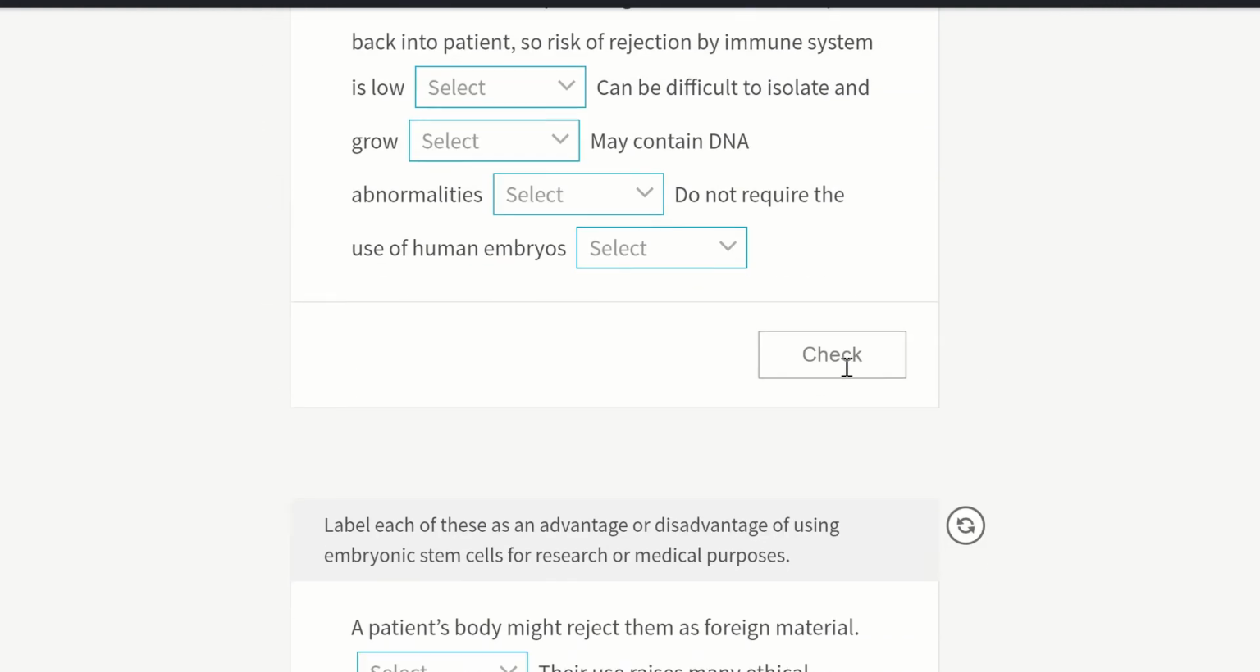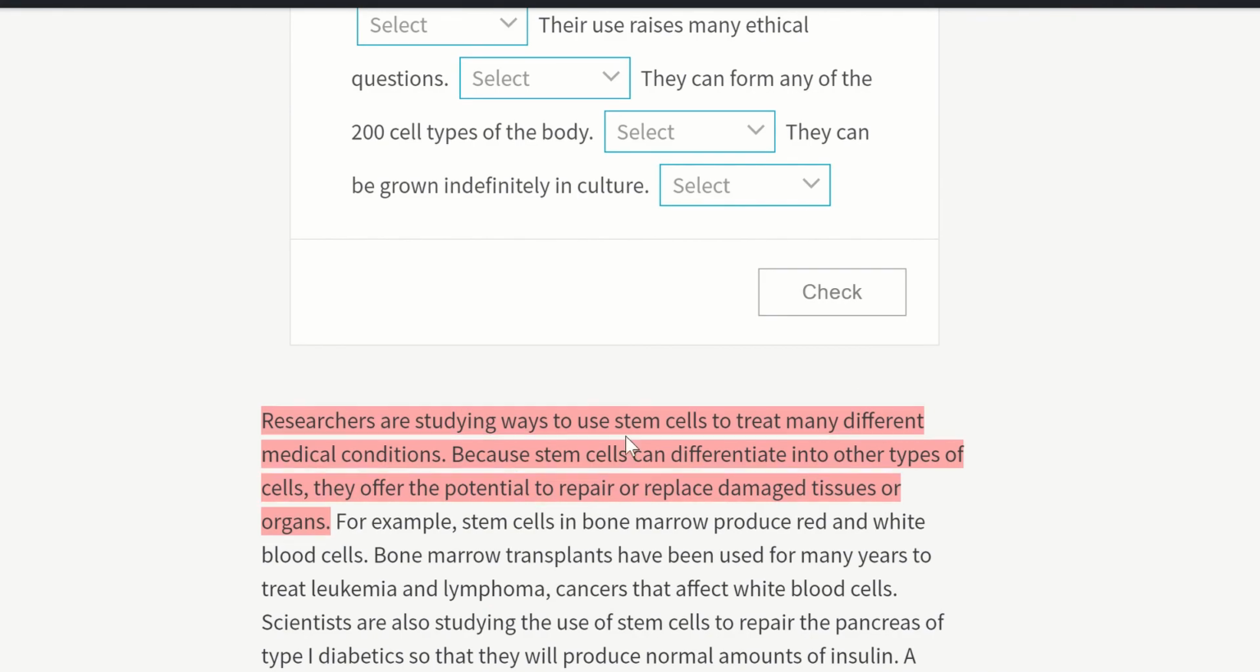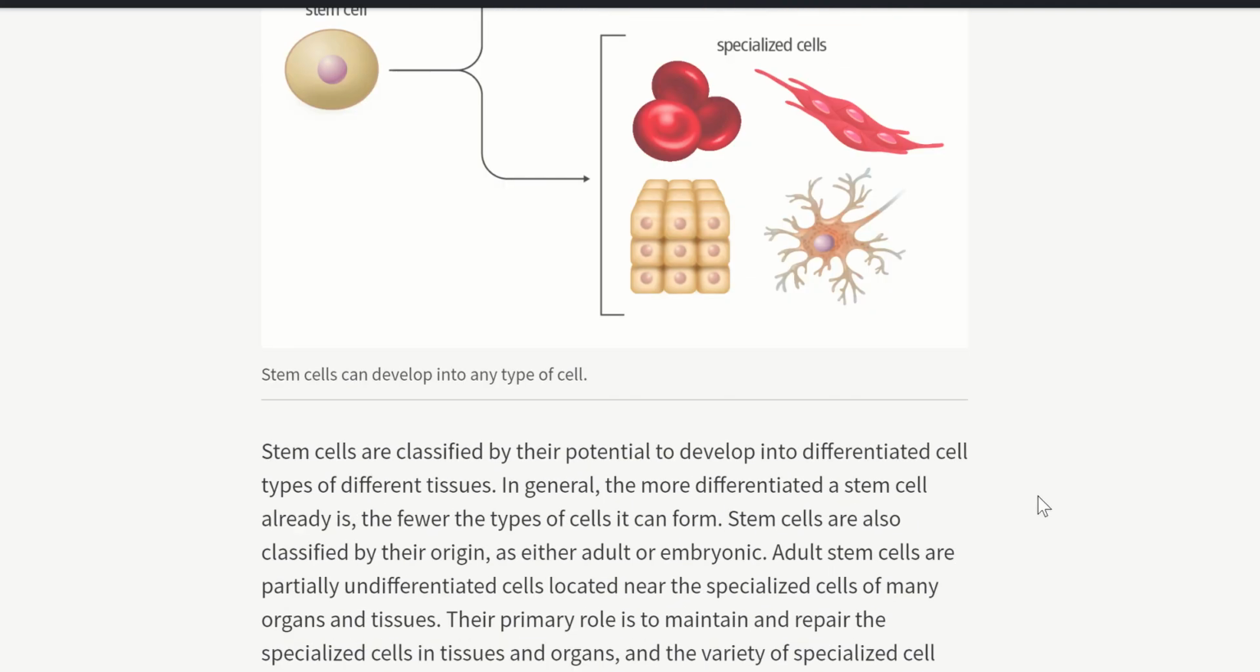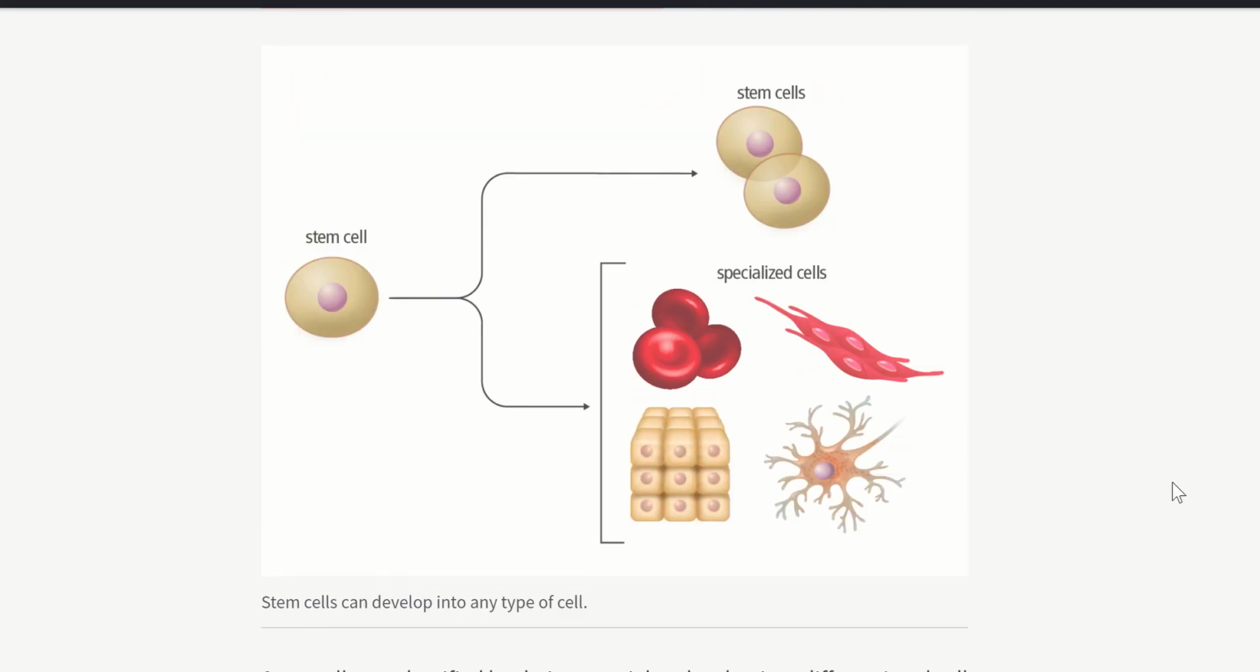Down here, I've got a highlighted section. It says researchers are studying ways to use these stem cells to treat many different medical conditions because stem cells can differentiate into other types of cells, and they offer potential to repair or replace damaged tissues or cells. And the important part is that you can use these on yourself. So by donating some of your own stem cells, the doctors and scientists then have your cells. And what you don't have to worry about is those cells getting rejected.